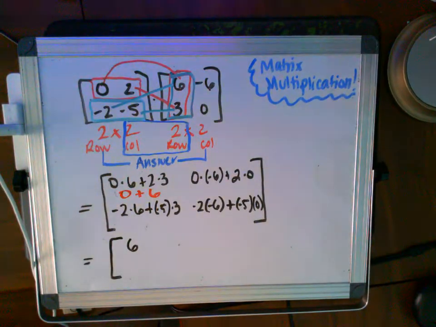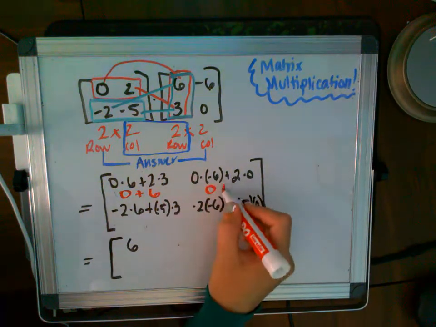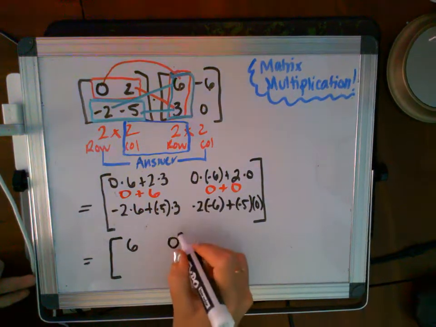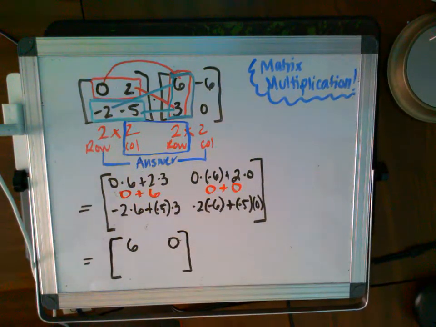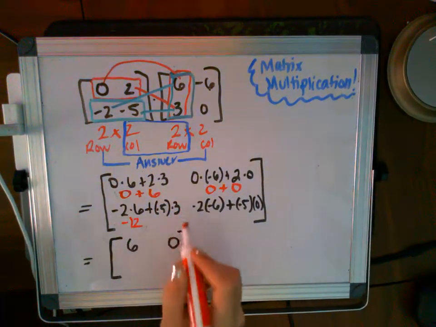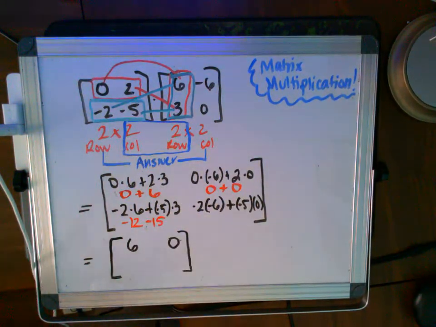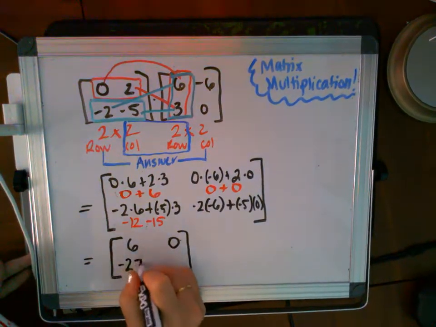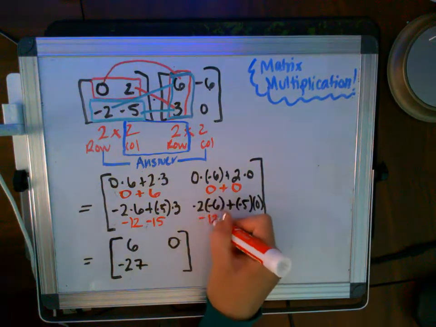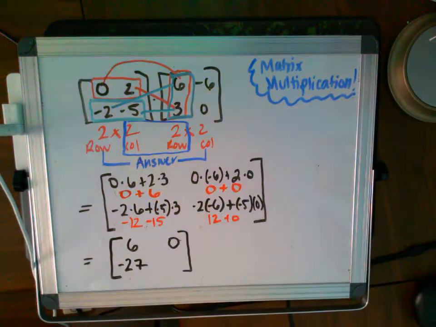And then we're going to go to the next one. We've got 0 times negative 6 is 0, and 2 times 0 is 0. That's just 0. So that's row 1, column 2. And then below we've got negative 12, and then I believe that's just a times 3, so that's going to be minus 15. So that simplifies to negative 27. And then this one's going to be negative 12, no, positive 12, excuse me. And then that's just 0, so that's just 12.